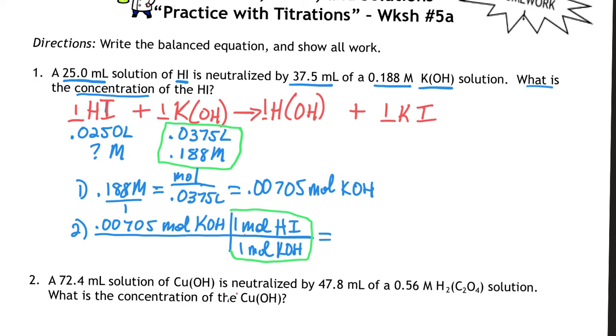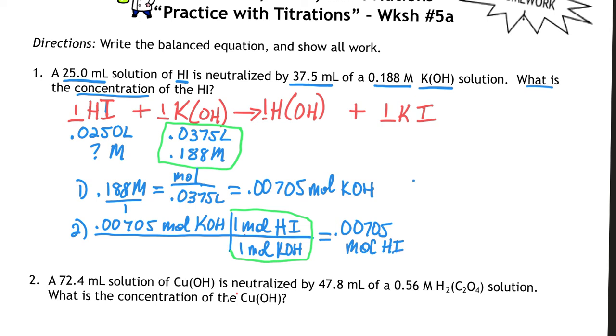Put that in the calculator, and I don't really even need to put it in the calculator because it's basically multiplying my answer by itself, so it's going to give me the same number. But this time it's going to be moles of HI.